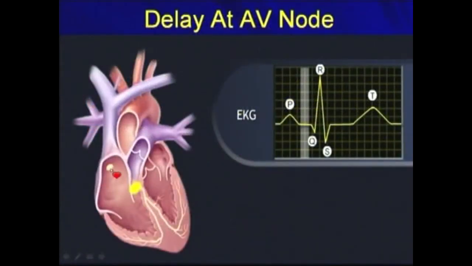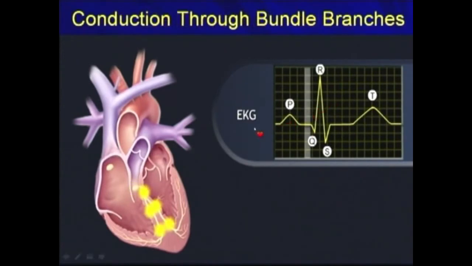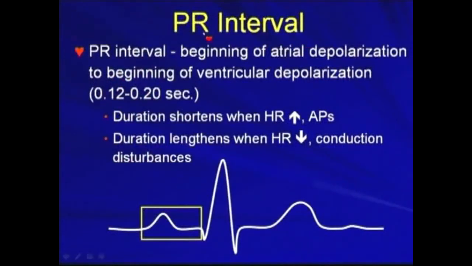And then the impulse goes into the AV node. There's usually a delay in the AV node, giving rise to a PR interval. And the conduction through bundle branches causes further delay. As is shown here, this part of delay probably represents the conduction through the bundle branch. So the PR interval actually is the beginning of the atrial depolarization to the beginning of the ventricular depolarization.